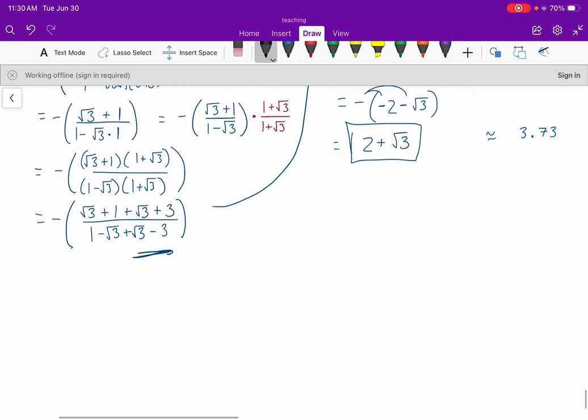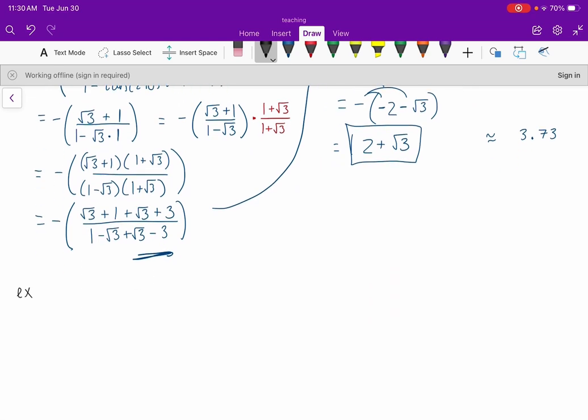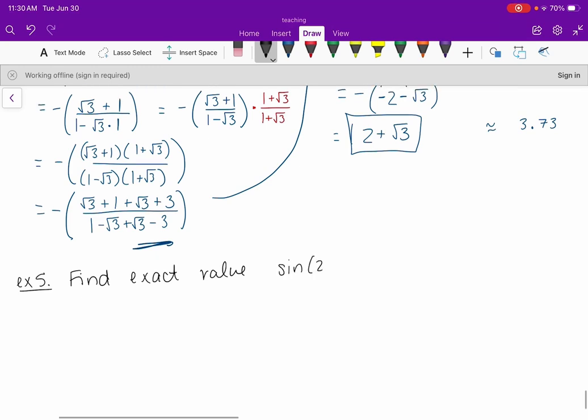Alrighty, well, let's do one more. We won't do another tangent one. In the next section, we'll do more with tangent, and we'll use the half angle, which is actually a little easier to simplify. So for example 5, I do want to do another one with sine and cosine, but this one looks a little different. This says find the exact value of sine 25 cosine 35 plus cosine 25 sine 35.